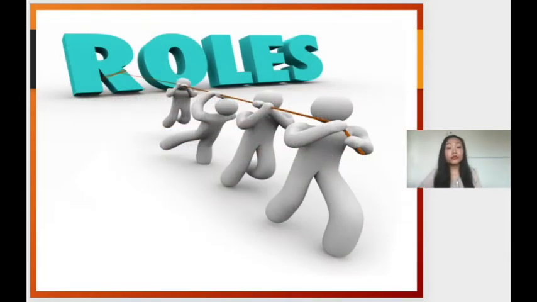Next one, roles of public budget. Roles means a function assumed or part played by a thing in a particular situation. So what are the roles or functions of public budget? Let's see.